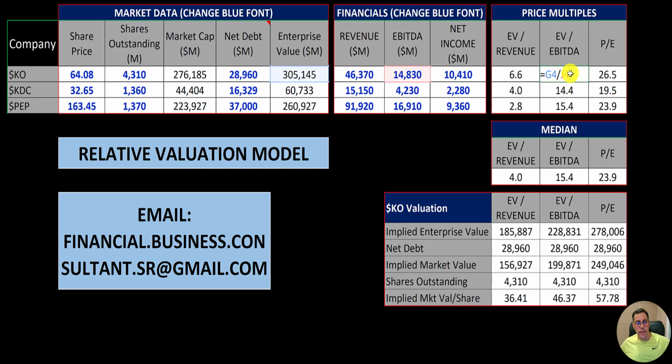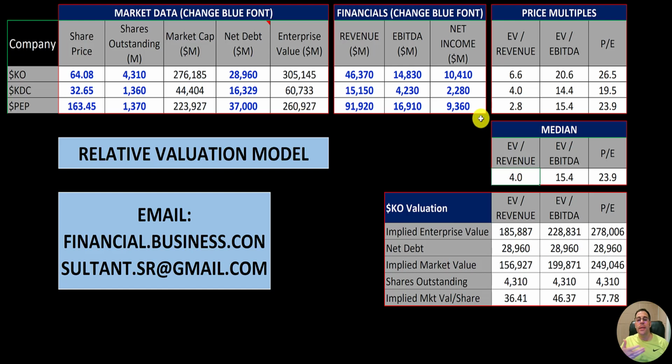EV over EBITDA, that's enterprise value over EBITDA. And PE, which is market cap over net income. So for the three companies, EV over revenue, 6.6, 4.0, 2.8. You could take the average. I like to take the median. The median is 4. That's the middle number.